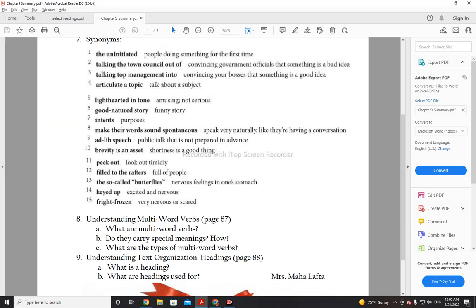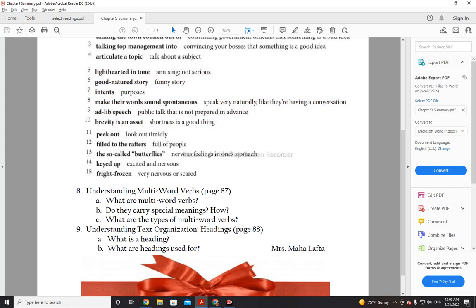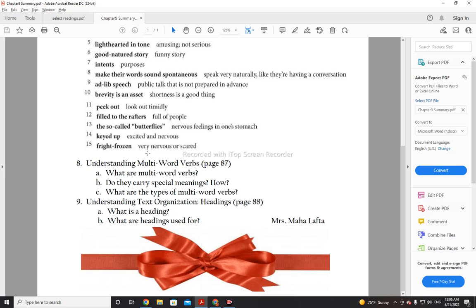Make their words sound spontaneous. Speak very naturally like they're having a conversation. Being spontaneous معناها إنه تكون عفوي. Ad lib speech, public talk that is not prepared in advance. It means improvising speeches. Brevity is an asset, shortness is a good thing. معناها إنه يكون عندك قصور أو تقصير في شغلة مناسبة أو زينة.